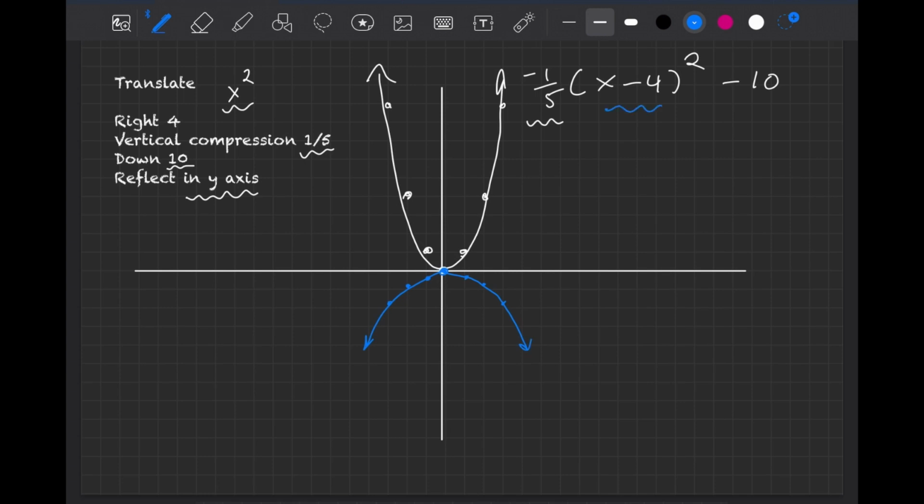Then it's going to be shifted to the right 4 and then down 10. So we're going to take this blue graph, and then we're going to go right 4, and then down 10. So 1, 2, 3, 4, 5, 6, 7, 8, 9, 10. So here, and then just kind of draw the best you can. So that would be our function.